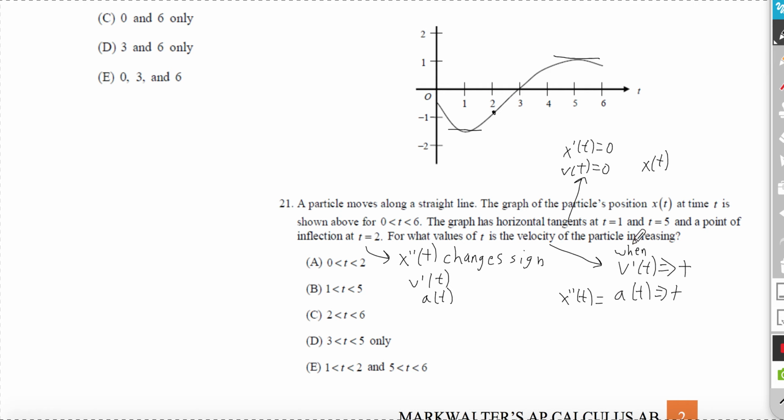Again, I'm looking for where velocity is increasing. Velocity is increasing when its derivative is positive. The derivative of velocity is acceleration. And I know acceleration is the second derivative of this particle position that I'm given. So in other words, I need to look for where the second derivative is positive. What does that mean? I need to look for where x of t is concave up. Where is x of t concave up? We know there's a point of inflection right there. So x of t is concave up from 0 to 2.